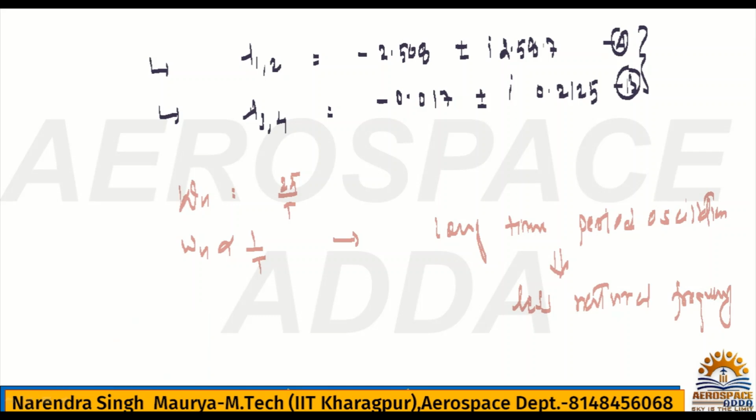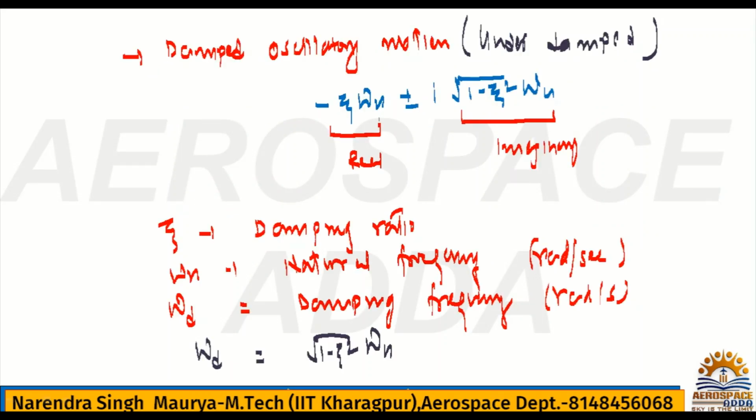Anyone you can take this value, the first one. So this is the real part and this is the imaginary part, okay? And obviously here also this is the real part and this is the imaginary part. So check your standard equation from here: minus xi omega n plus minus root of 1 minus xi square omega n, right? If you check, root 1 minus xi square omega n is also the damping frequency, not natural, damping frequency, and this is minus xi omega n.